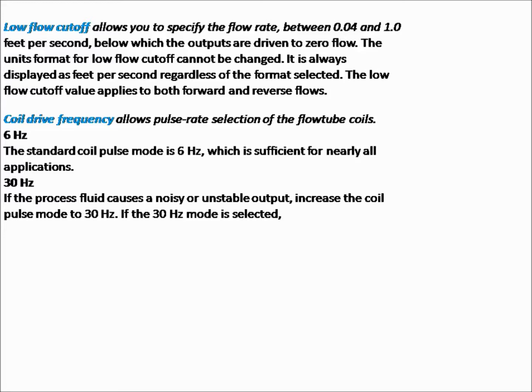Now you have to give the coil frequency. The default is 6 Hz, or it may vary. It may vary from magnetic flow meter to magnetic flow meter, depending on the manufacturer. The typical value for the coil frequency in case of immersion is 6 Hz. Don't change it unless you require it. Otherwise, never change it. Keep it at the default value.